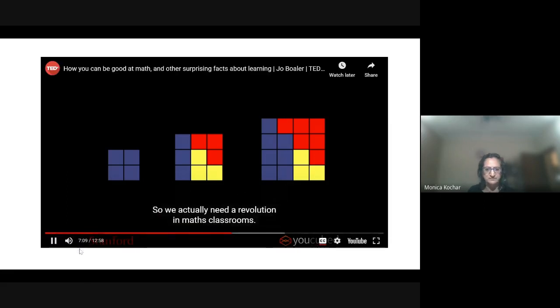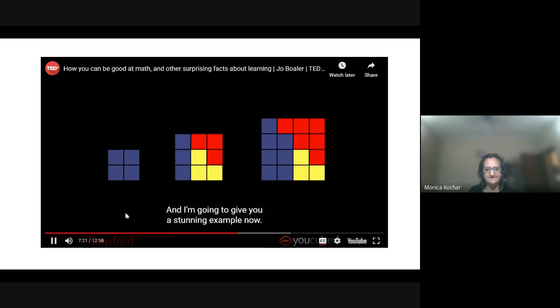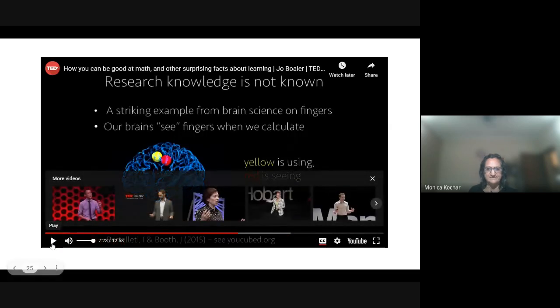So we actually need a revolution in maths classrooms. We need to change a lot of things. And part of the reason we need to change so much is because research on maths teaching and learning is not getting into schools and classrooms. And I'm going to give you a stunning example now. I would leave it to you to see the second stunning example. But basically what she's trying to say is that research that talks about open-ended questions should be done is not going into the classroom.